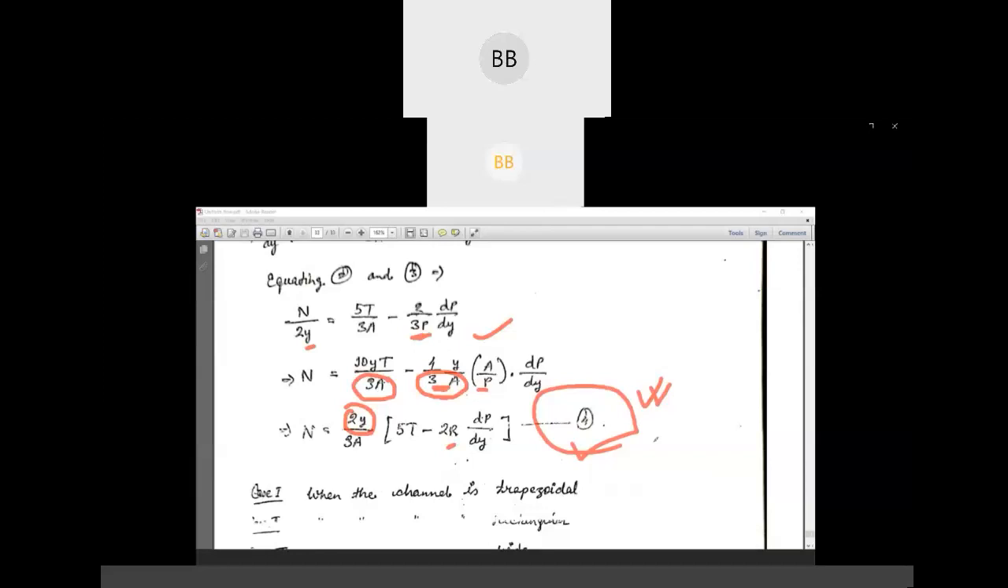So kindly go through the derivation and see if you have any doubts or not. And if you have any doubts, then we can discuss here. Once you go through the derivation.